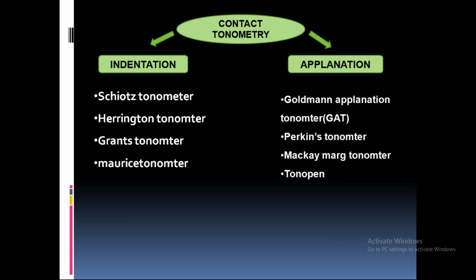Indentation is Schiotz, Harrington tonometer, Grant's tonometer, and Morrissey tonometer. Applanation is Goldmann applanation tonometer, Perkins applanation, McKay-Marg tonometer, and tonometer. These are the various types of applanation tonometer. We usually use Goldmann applanation tonometer.